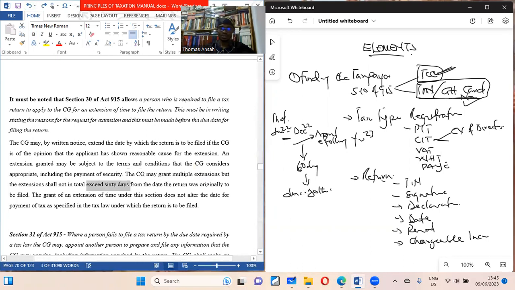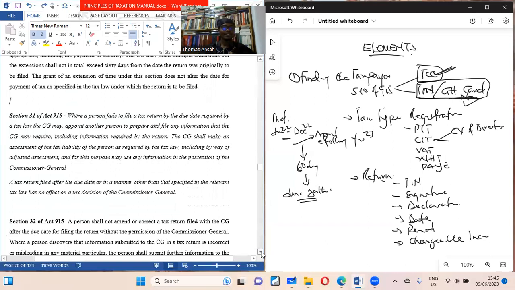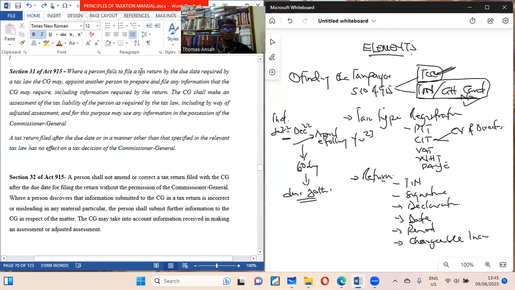Same for a company. All right. So you have to note that. But another thing is what we see in section 31. Where a person fails to file a tax return by the due date required by the tax law, the Commissioner General can appoint someone to do the filing for you if he deems so. Okay, so he will do the filing for you, based on which he will determine your tax liability.